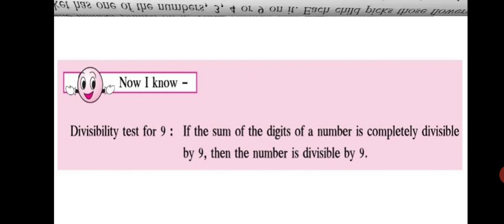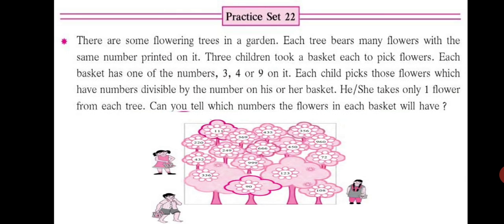Practice set 22. It's a picture based question. So only one question is there and only one exercise for the entire chapter. So do it carefully. There are some flowering trees in a garden. Each tree bears many flowers with the same number printed on it. Three children took a basket each to pick flowers. Each basket has one of the numbers 3, 4 or 9 on it.